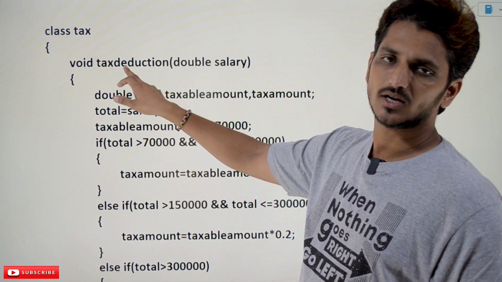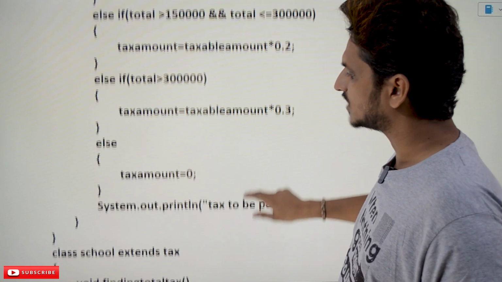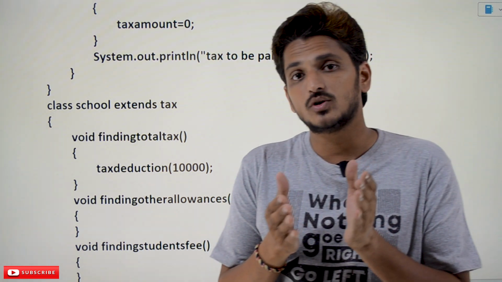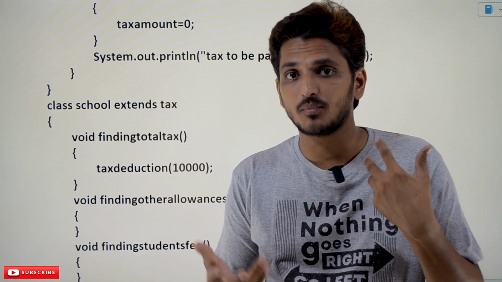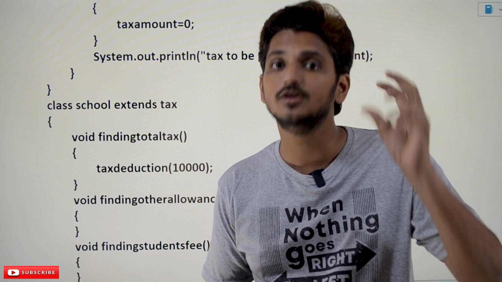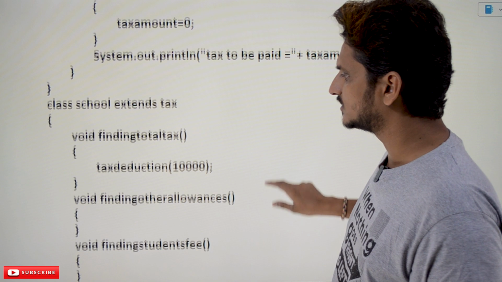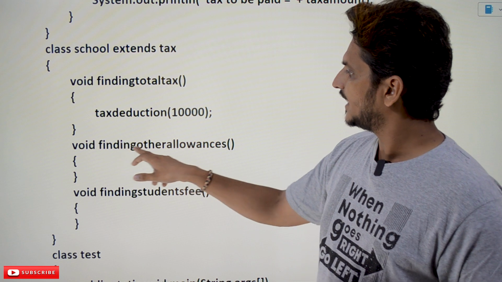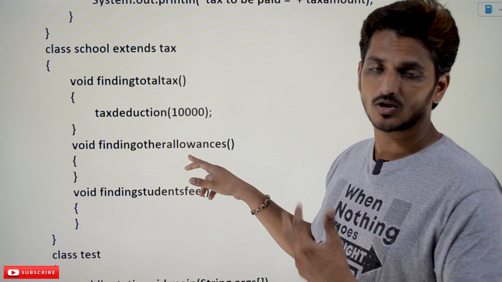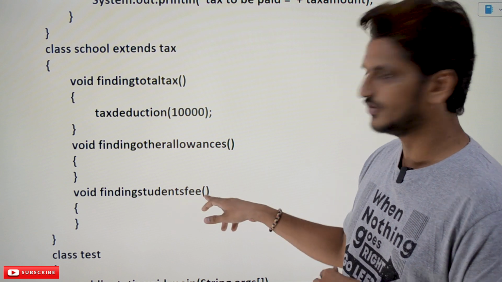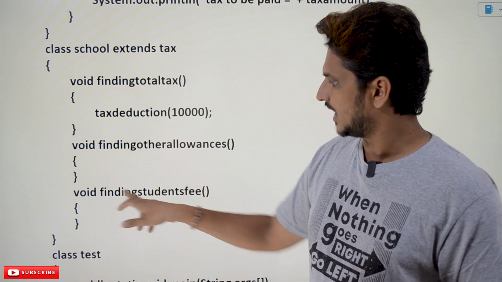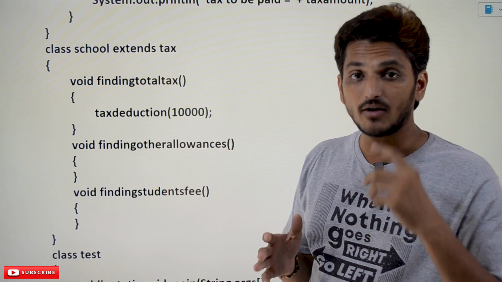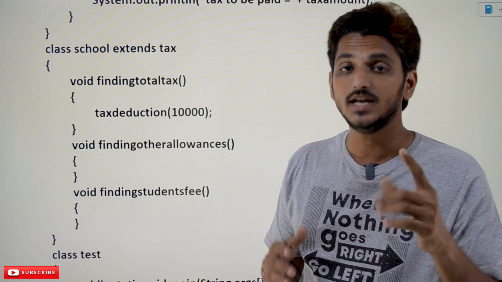In this we have a method called tax deduction. Now suppose you are opening a school. Identifying the total amount of tax you need to pay for all the employees is one logic that you need in your school. Not only that, finding other allowances is another logic you need to apply in your school. Finding students' fee is another logic. So these are different logics, but finding the tax is the same for any organization.